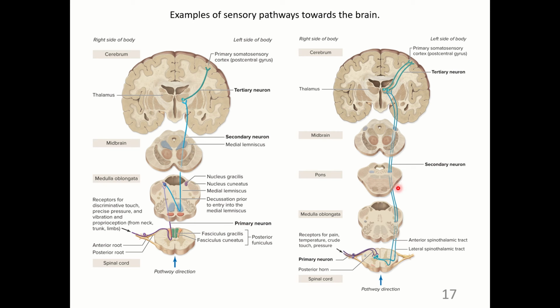The second illustration will show another route for crossing over. In this case, the first order neuron will synapse with the interneurons, and then the interneurons will cross over right there in that same region of the spinal cord before traveling up to the thalamus, where it will synapse with the third order neuron, which will then synapse with the primary somatosensory cortex. So again, we see that sensations coming from the right side of the body will be processed by the left side of the brain.